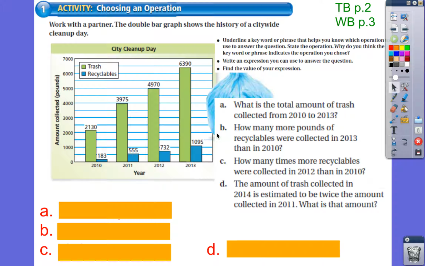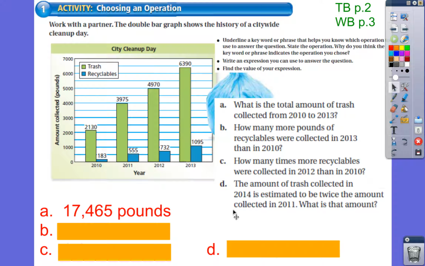We're now going to take a look at the answers to the activities that you and your partner should have completed on your own or together as a group. Okay, now question A. What is the total amount of trash collected from 2010 to 2013? The answer that you should have come up with is 17,465.